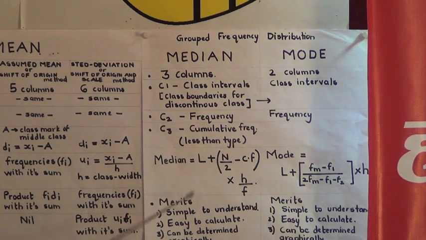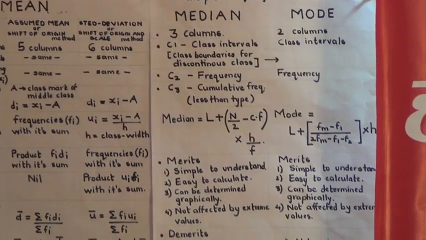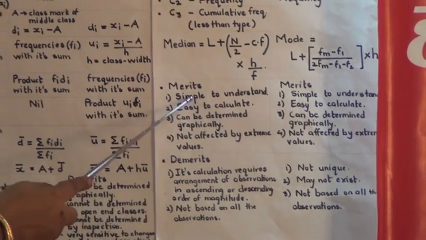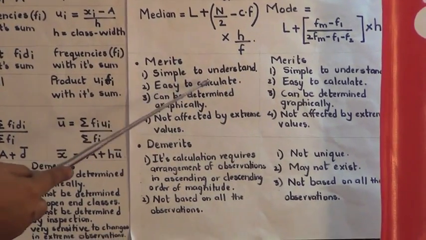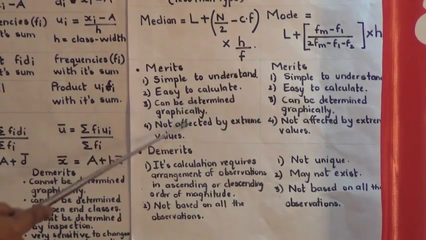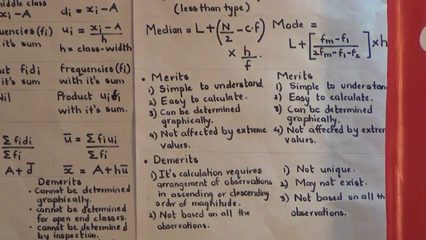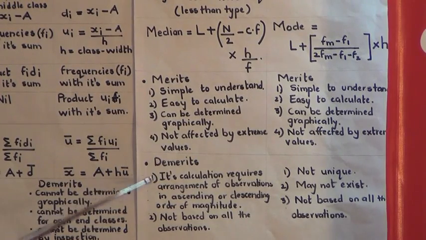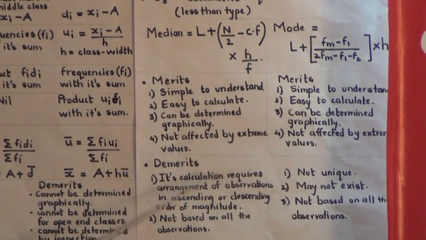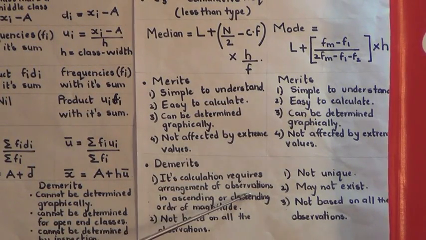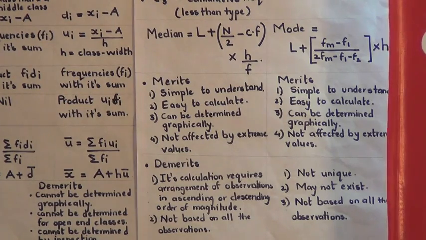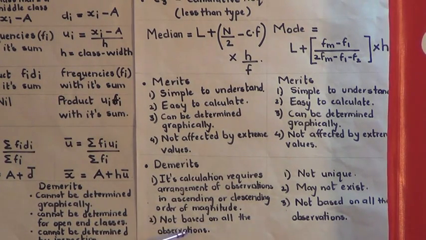Once again, after we find the median, we see the merits and the demerits. Again, the method for finding the median is simple to understand, easy to calculate, it can be determined graphically, and this method is not affected by extreme values. Let us see some of the demerits. Its calculation requires arrangement of observations in ascending or descending order of magnitude, and this method is not based on all the observations.